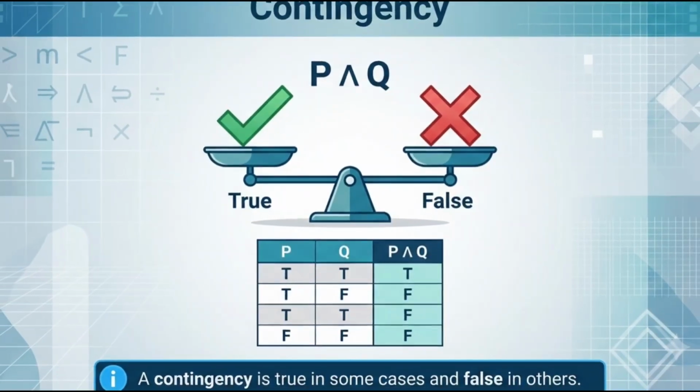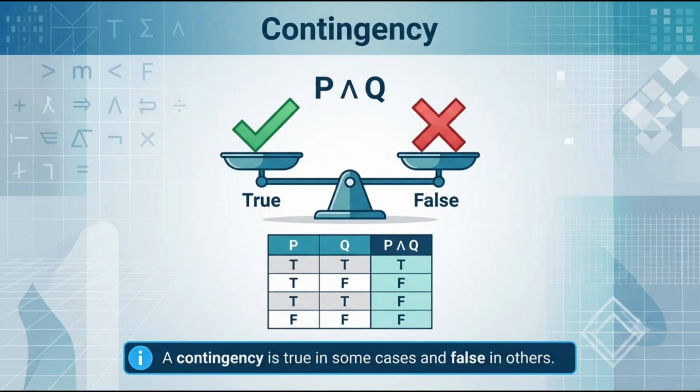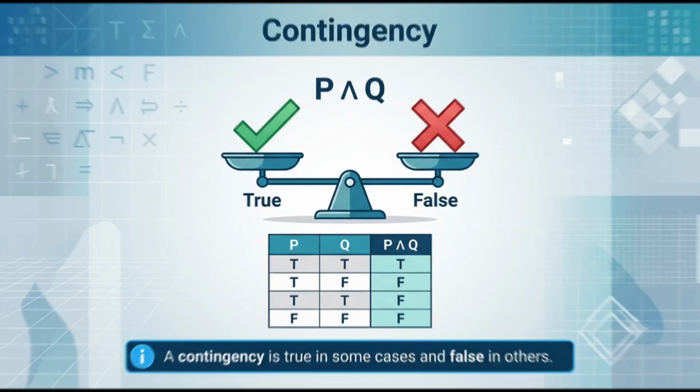Some logical expressions are neither always true nor always false. These are called contingencies. Their truth depends on the truth values of the individual statements. Sometimes they are true and sometimes they are false. Most everyday statements are contingencies.